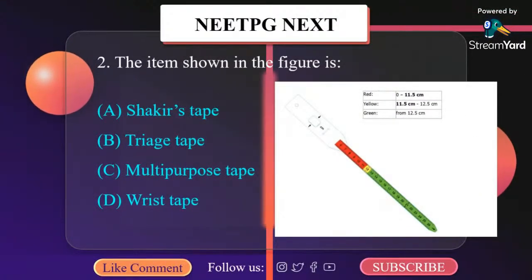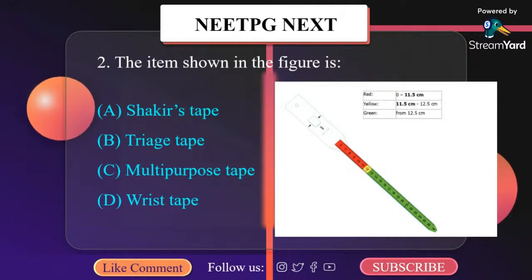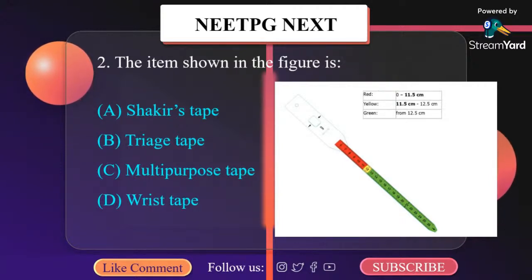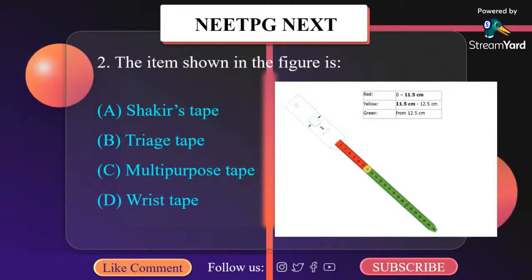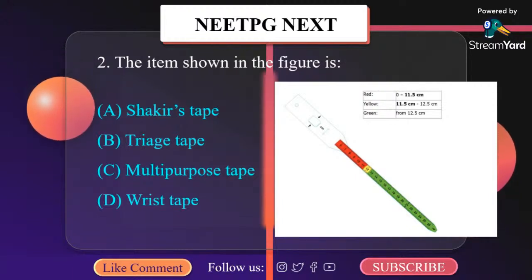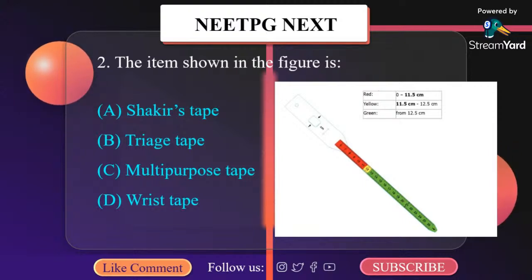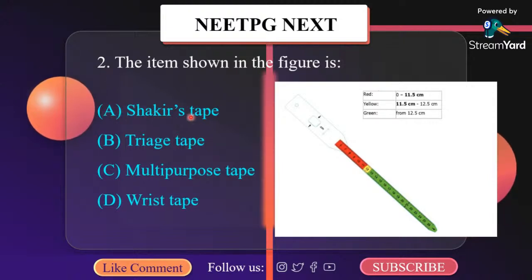The item shown in the figure, look at it very carefully. It measures the mid-arm circumference. Red means 0 to 11.5, yellow means 11.5 to 12.5 centimeters, and green means above 12.5 centimeters. It is Shakir's tape. The correct answer here is A. Shakir's tape.